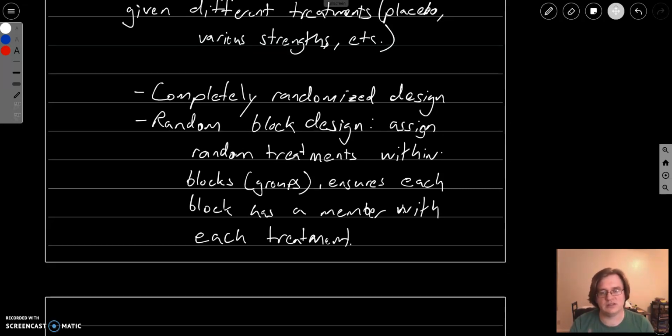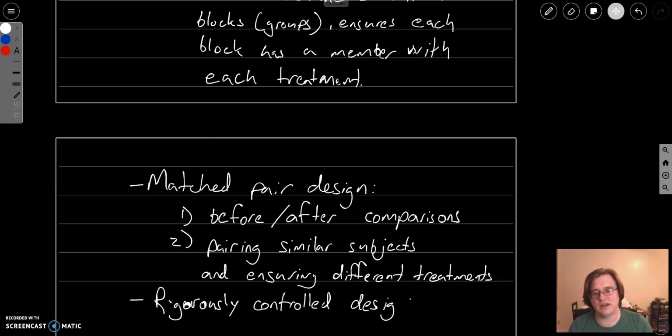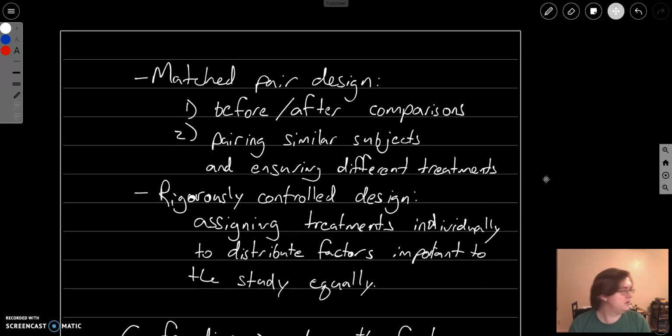So this is random block design, very similar to the stratified sampling method from before. Another way is matched pair design. So the matched pair design, there are two common ways to do this, but essentially what we're doing is you pair two points of data, or two subjects, and you're looking at the difference between these.